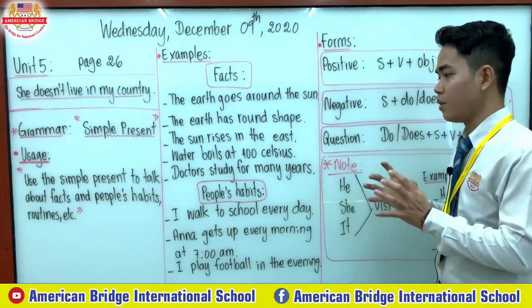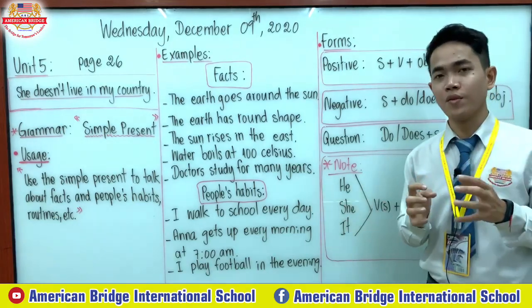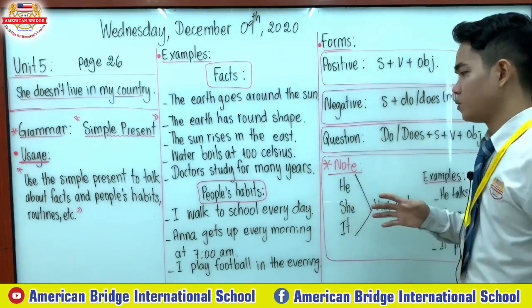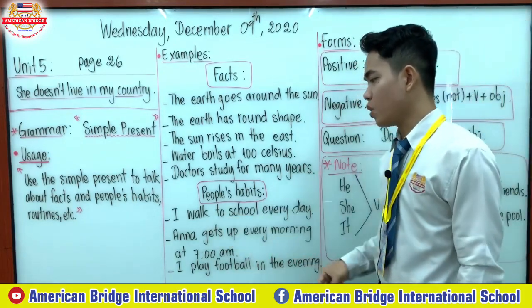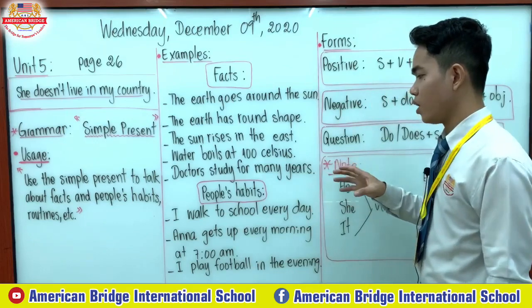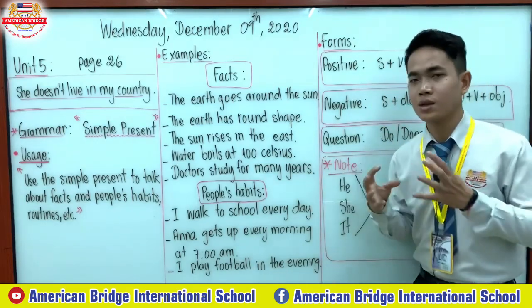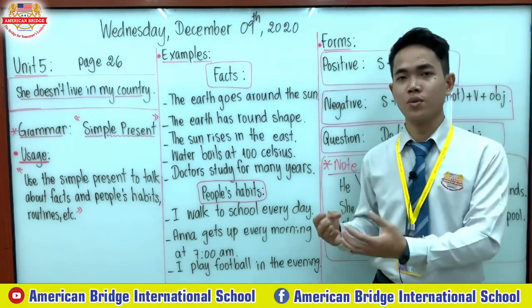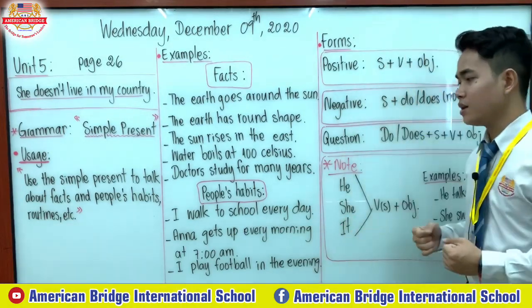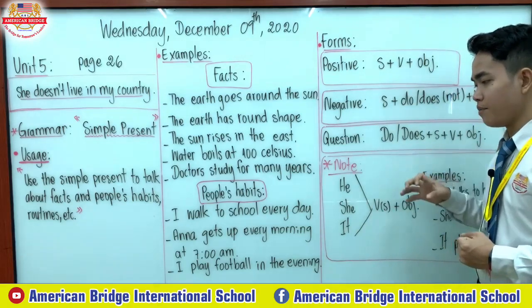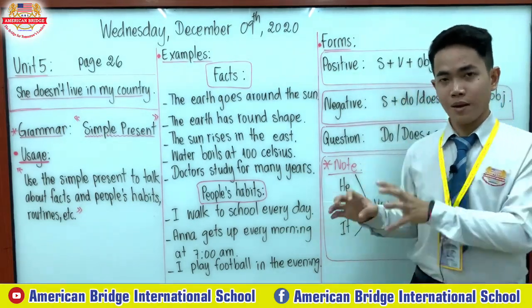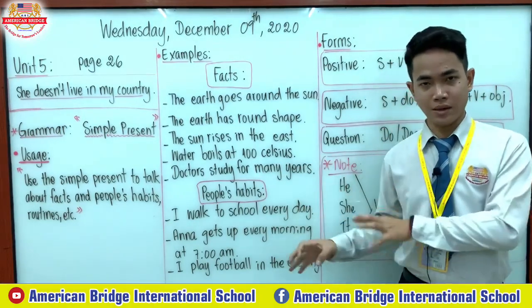Now let's talk about habits. What is your habit, everyone? We're going to talk about people's habits. As you can see in our examples, one: I walk to school every day. It's talking about your habit that you spend time walking to school every day, right? Next, Anna gets up every morning at 7 a.m. Every morning at 7 a.m., Anna always gets up, right?